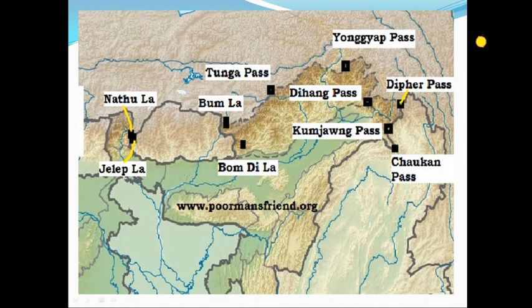Next is Diphu Pass. Diphu Pass is important. This is a tri-junction of India, China and Myanmar, and this is an important land route between these countries, and remains open throughout the year. Next is Kumjawng Pass, which connects Arunachal Pradesh with Myanmar. Next is Chankan Pass. This is also important, and connects Arunachal Pradesh with Myanmar. Another one here is Tunga Pass, which connects China with India, Arunachal Pradesh. So these were the important passes.